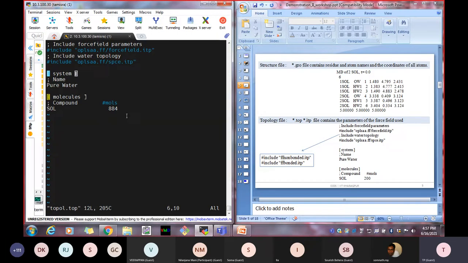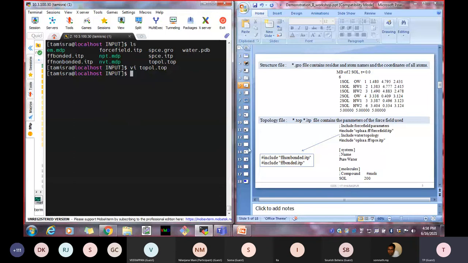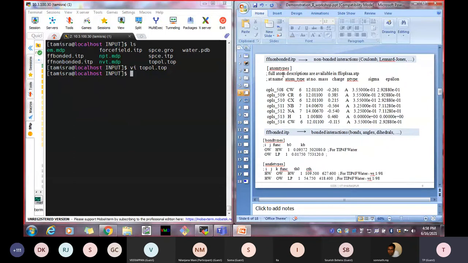In the topol.top file, we also need to include two more pieces of information. First is the system, the name of the system, which can be anything you set; it will be provided as a header for all your output files. And also the molecules, for example the number of water molecules you take. Here the number of water molecules we have taken is 884, named under the SOL residue name. So if we now open the force field bonded and nonbonded files, what do we find here?